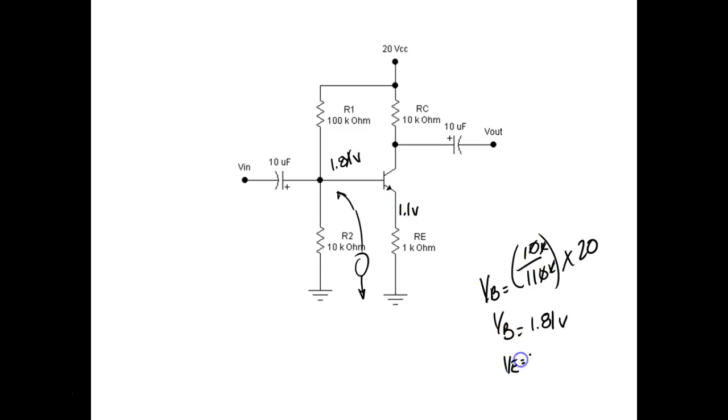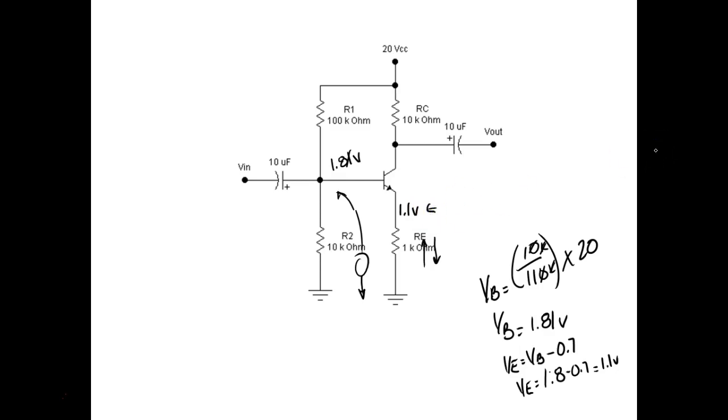So VE, all we do is take VB, and then we subtract 0.7 for the type of transistor it is, and the predominant transistor is silicon. So VE would be equal to 1.8 minus 0.7, which would give us 1.1 volt. So now if this tries to go up with temperature, it can't because of the 0.7 of a volt. If it tries to go down, it can't because this guy right here has got to set at 1.1 volts.